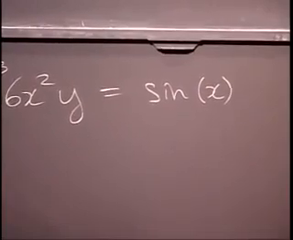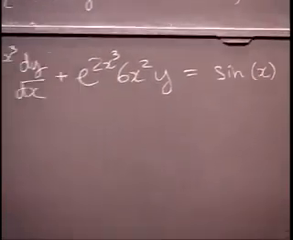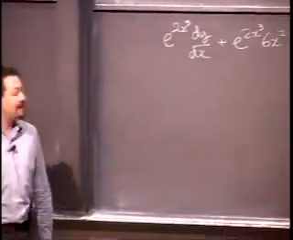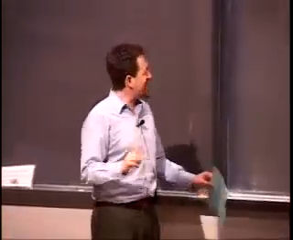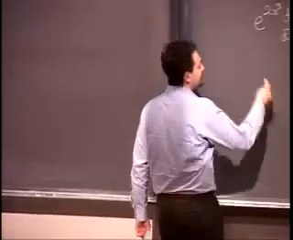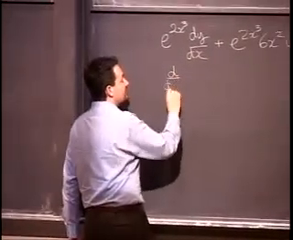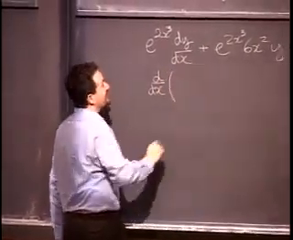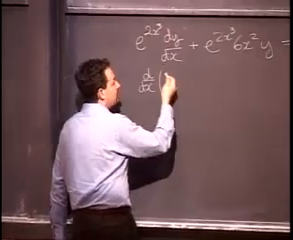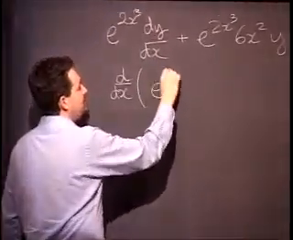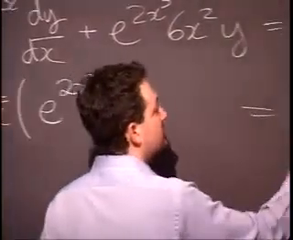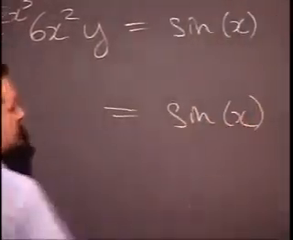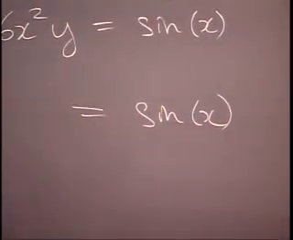Let's suppose I have the idea of doing this. Now, the amazing thing is that the left-hand side factors. And this is an unusual sort of factoring. It's not an algebraic factor, it's sort of a calculus factoring. Check this out. I'm going to claim that the left-hand side can be factored into d/dx of e to the 2x cubed times y. And the right-hand side is still sine x. That's a sort of major rabbit out of the hat. Do you believe it? Let's check it out.